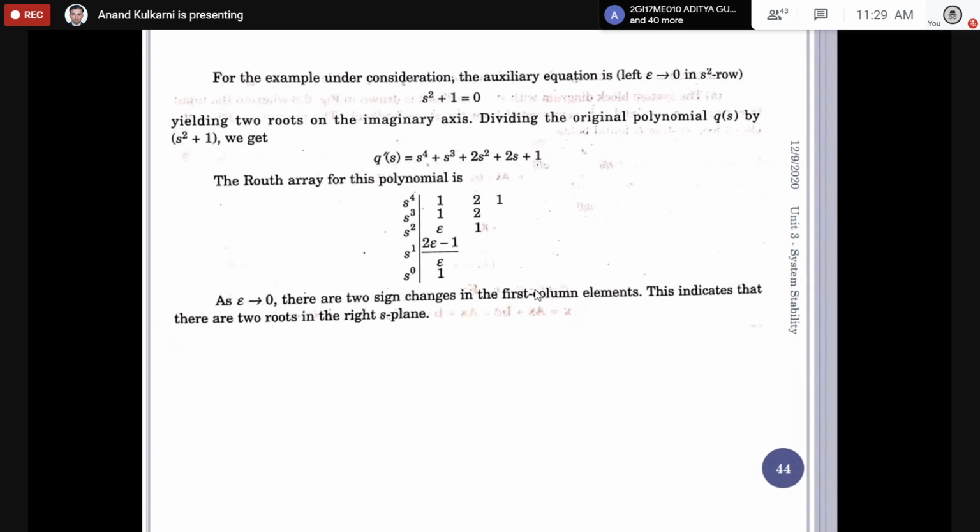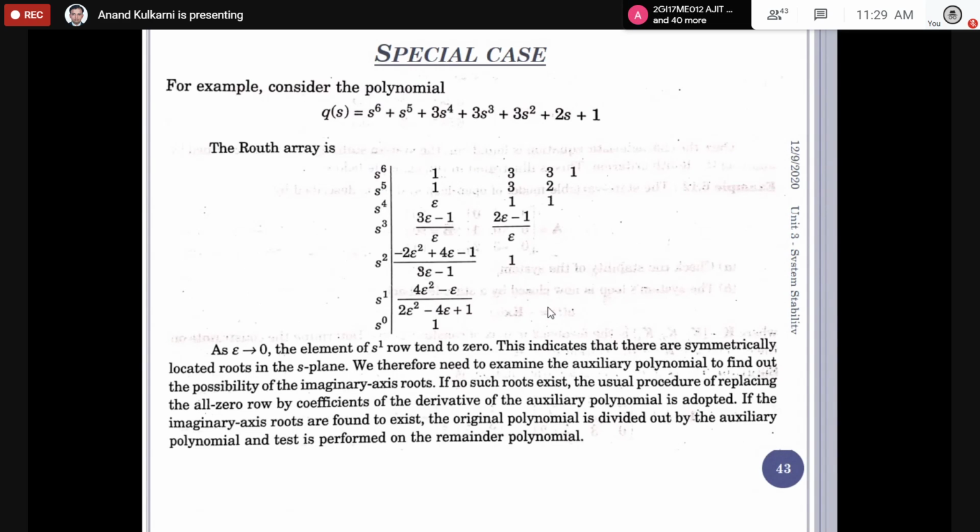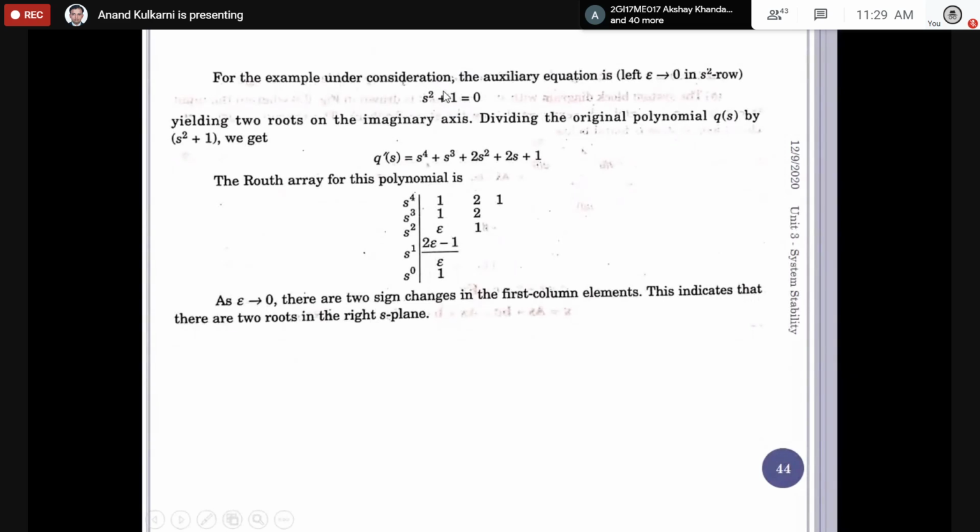Divide the whole equation by this auxiliary equation. That means the highest power of s is s to the power 6. So take this equation and divide it by the auxiliary equation. Actually, you do the division. If you do the division, out of 6 roots, 2 roots are removed. Remaining 4 roots are here.